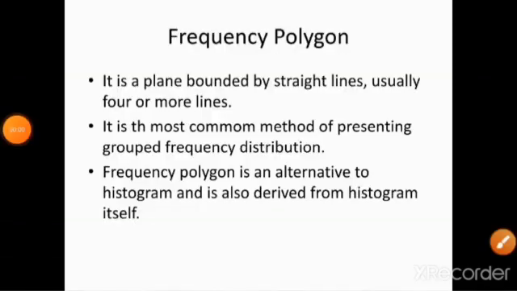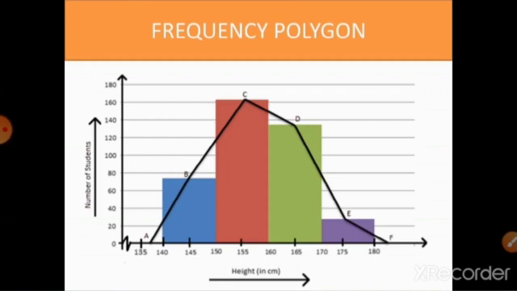Clear? Frequency polygon. A frequency polygon is made of straight lines. It is the most common method used in presenting a grouped frequency distribution. The frequency polygon is an alternative to the histogram, and the same frequency polygon can also be derived from the histogram itself. From this diagram you can understand.